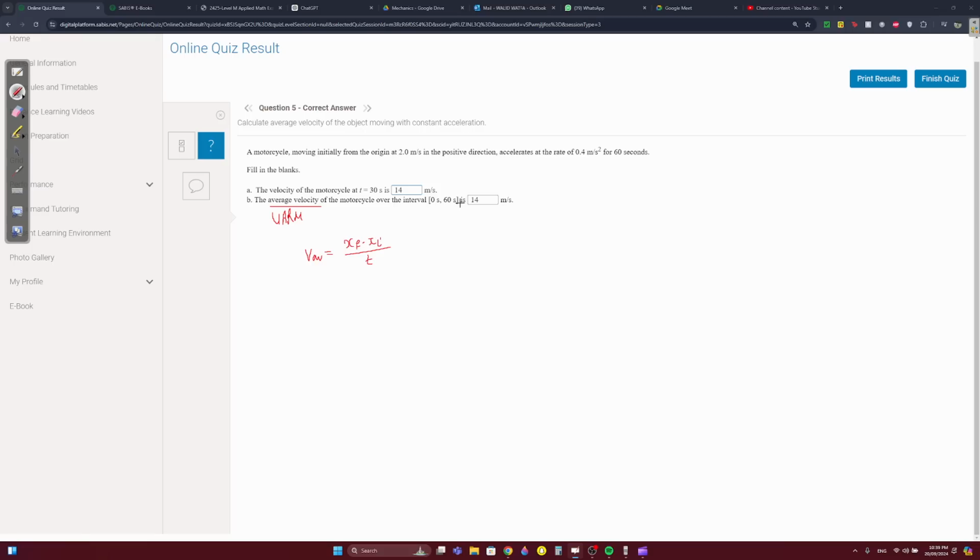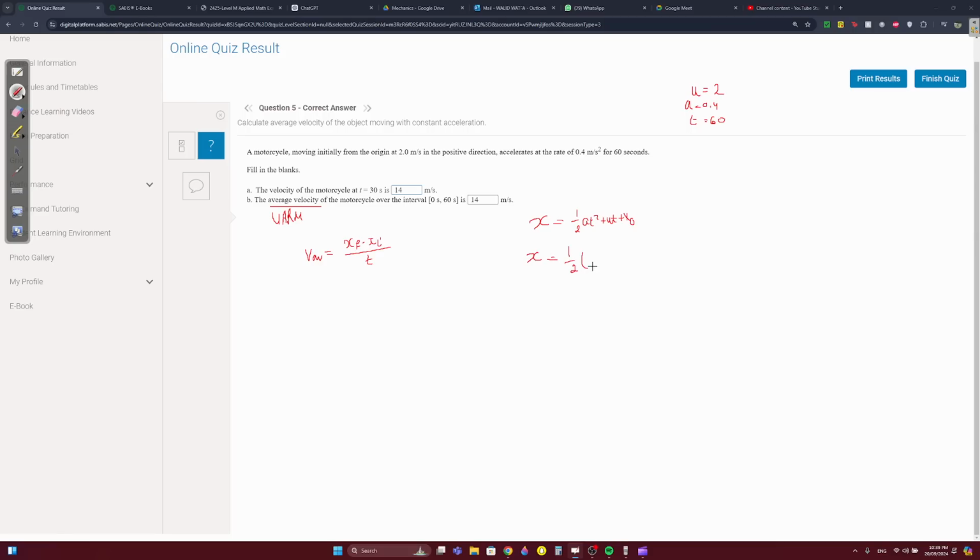We need x. Can we find x? What do we have? Like we said, we wrote here u equals 2, a equals 0.4, t equals 60. Can I find x if I have a, t, and u? Yes, I can. It's half at squared plus ut plus x0. Again, you just look at your formula sheet, see what you have, and compare it with the formulas you have to see which one can fit. So x equals half at squared plus ut plus x0.